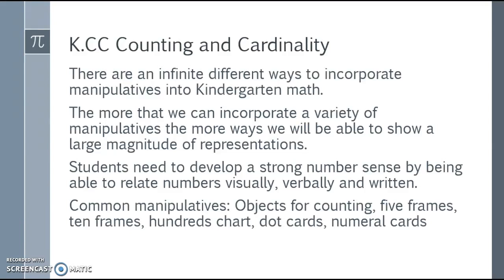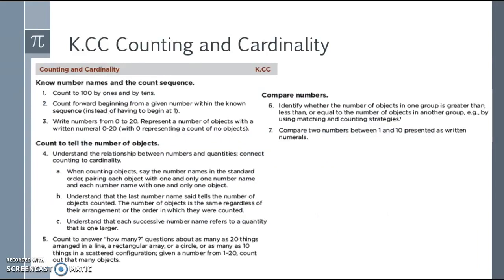So some common manipulatives that are used in counting and cardinality are objects for counting. These could be little number bears, coins, little figurines, anything that they can count. We're going to use 5 frames and 10 frames, hundreds charts, dot cards, and numeral cards. So this is the domain here for counting and cardinality.